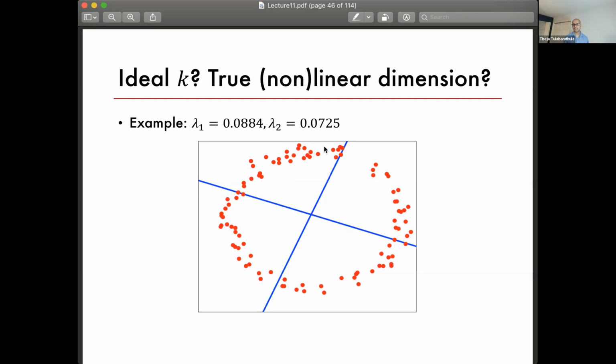As you can see, there is actually a low dimensional manifold, which is a circle. And if time permits, we'll briefly mention what we can do. In particular, we can use something called kernel PCA.